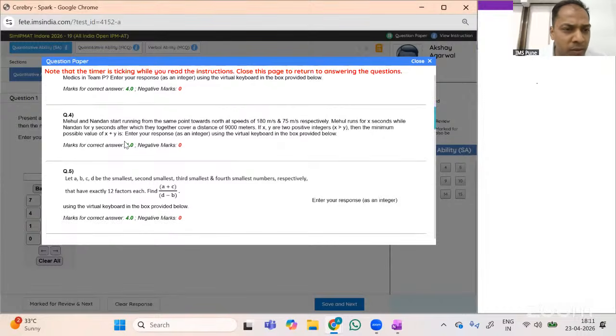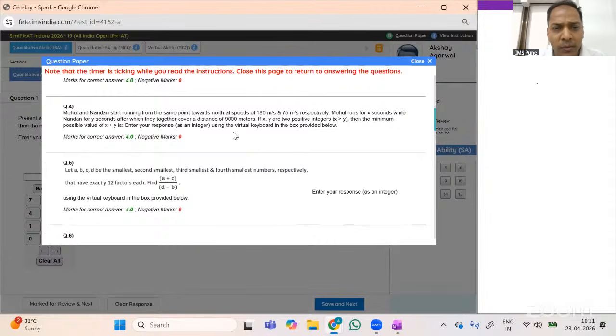So question number 1 is first, which I'll do. Mehul and Nandan start running from the same point. Mehul runs for X while Nandan runs for Y, after which they together cover a distance of 9,000 meters. If X and Y are 2 positive integers and X is greater than Y, then the minimum possible value of X plus Y. This is fairly doable.